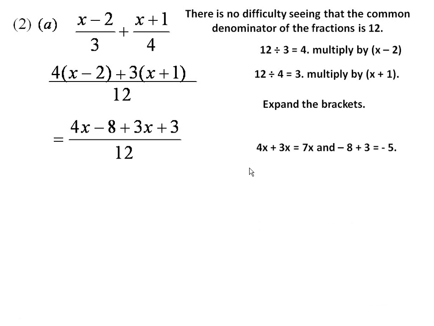After that, we will put the like terms together. What do we know? 4x plus 3x is 7x, and negative 8 plus 3 is negative 5. 7x minus 5 over 12.